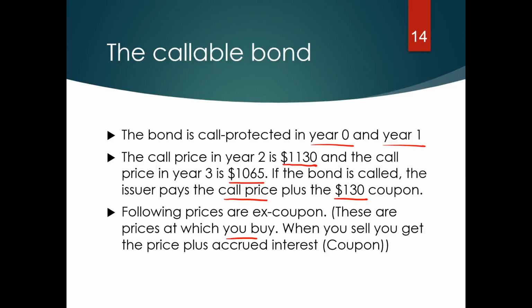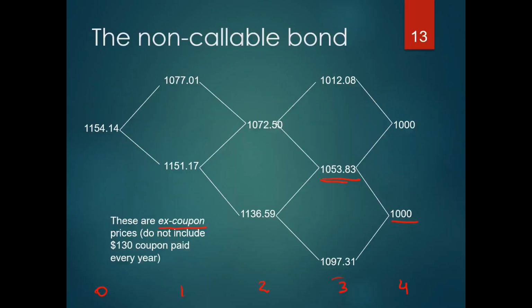Like in all options, first, we need to check what happens in year 3. So in year 3, the bond can be called at a price of 1065. So we go and check what happens in year 3. The prices are 1012, 1053, and 1097. The price of 1065 means that you can go as the issuer and give 1065 to the buyer of the bond, and he has to give you back the bond.